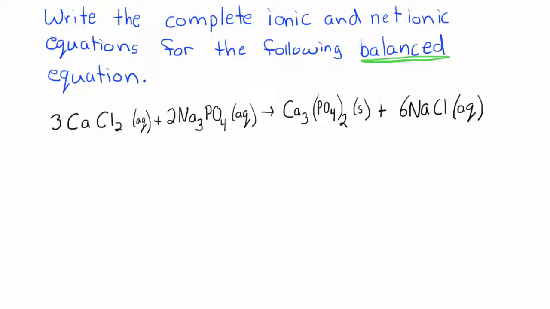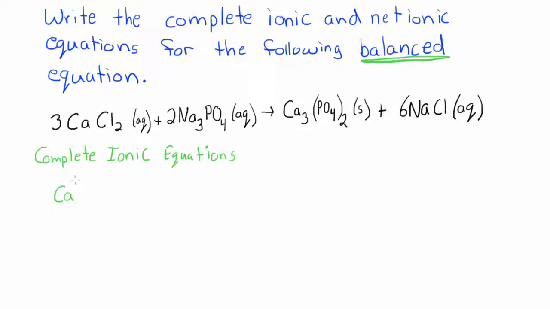So the first step here is we'll write our complete ionic equation. And when we do that, we're going to show what's really in the beaker when these two solutions are mixed. We're going to show that we've got a bunch of ions floating around, not a bunch of molecules. All right, so from the calcium chloride, we're going to have calcium floating around.